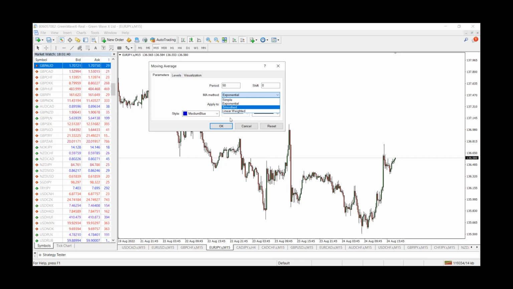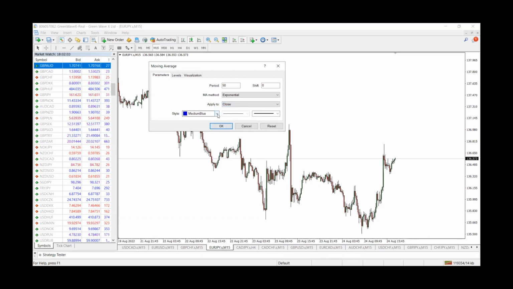All right. So that's just it, but personally, I like using exponential. That's what I use most. I don't really use simple like that. But if you want to use simple too, it's fine. So, apply to close. That means the data that I want to use, is it the closing price, the opening price, the high, the low, or all of this? So the closing price is good.